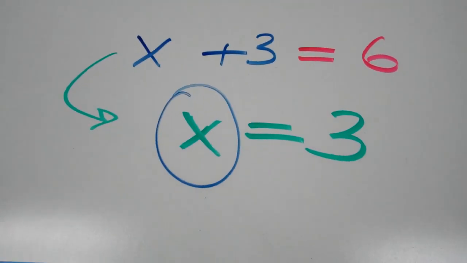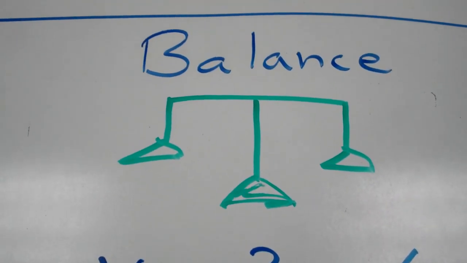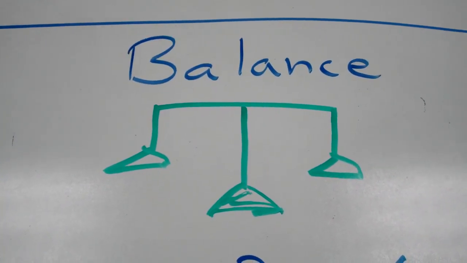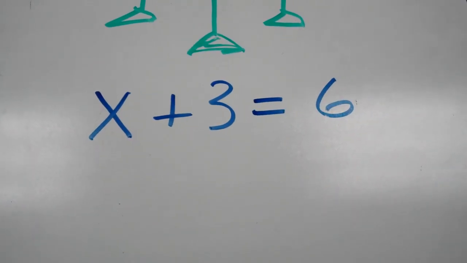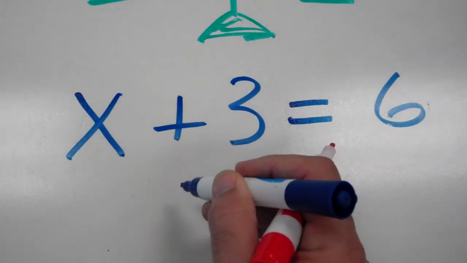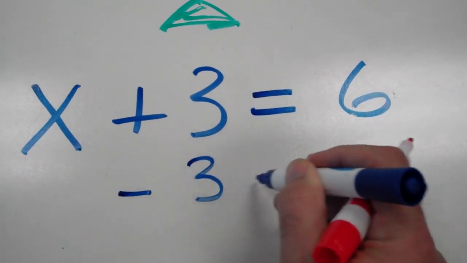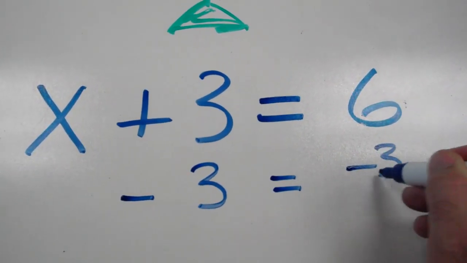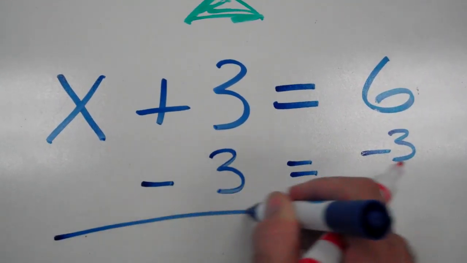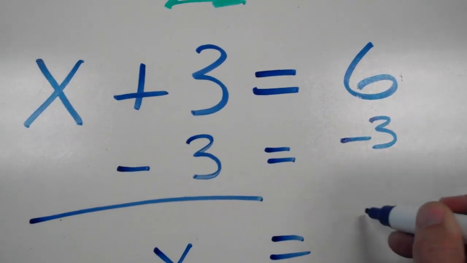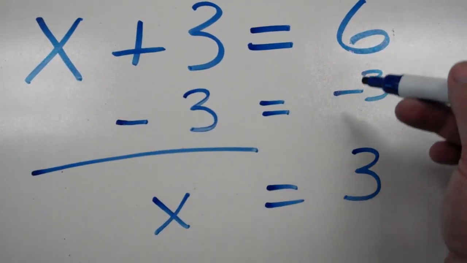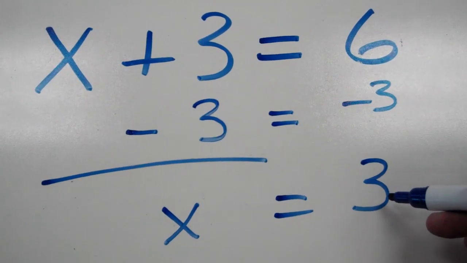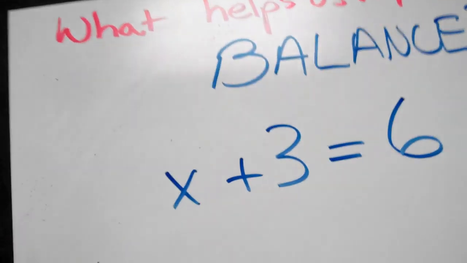And in order to do that, we have to keep both sides of the equation balanced. So when we see something like x plus 3 equals 6, to keep things balanced, whatever we do to one side, we have to do to the other. So if I subtract 3 here and subtract 3 here, I end up with x equals 3. 3 minus 3 is 0, leaving us just x. 6 minus 3 is 3.